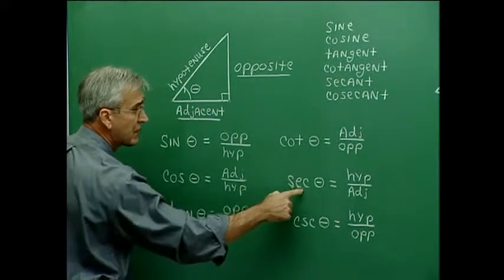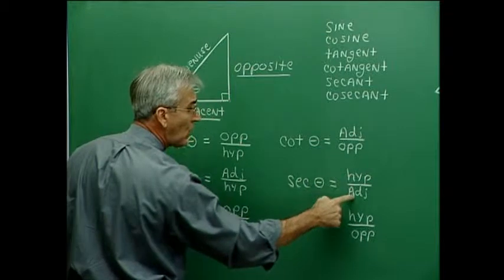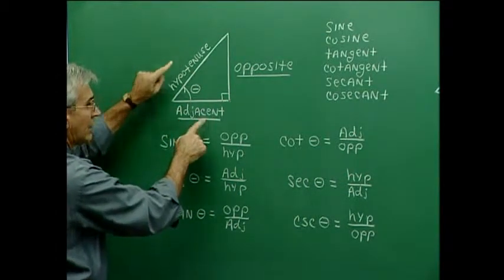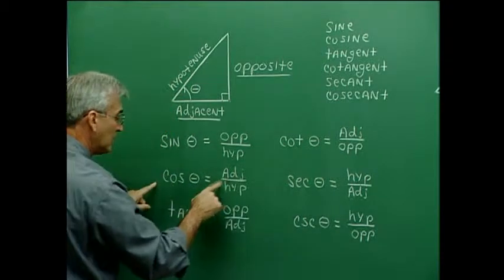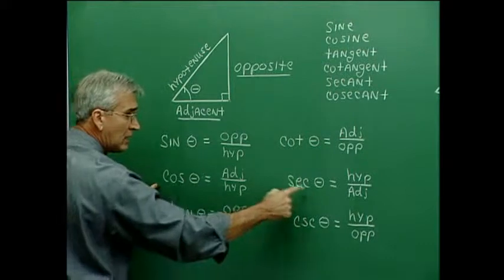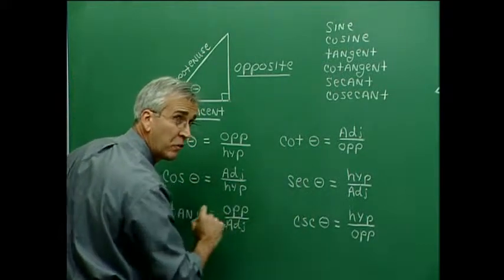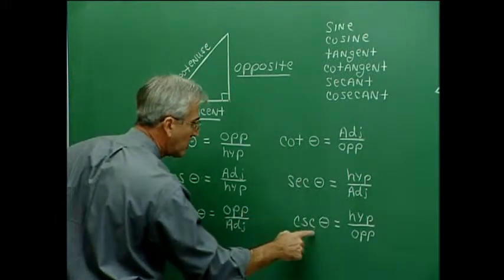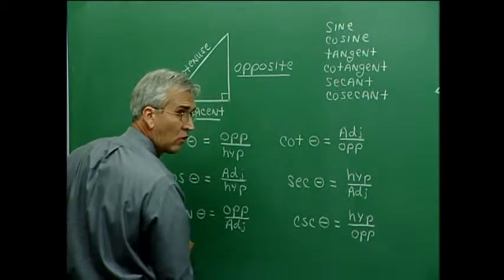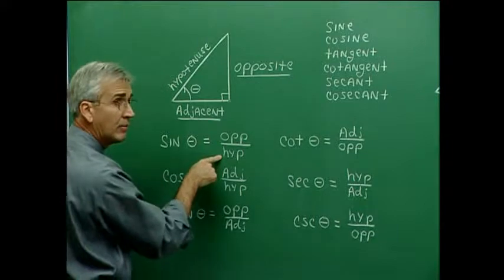And then when we get to secant, secant is hypotenuse over adjacent. Now that's hypotenuse over adjacent. And that then is the reciprocal of cosine. You see, cosine and secant are reciprocals of one another. And then maybe it's no surprise that cosecant and sine are going to be reciprocals. Cosecant is hypotenuse over opposite, and this is opposite over hypotenuse.